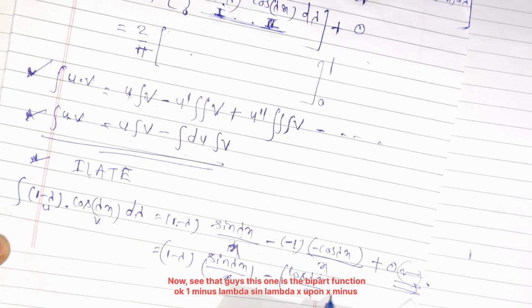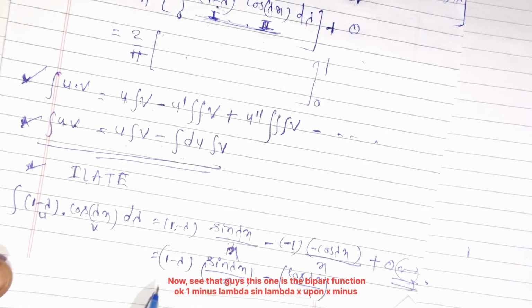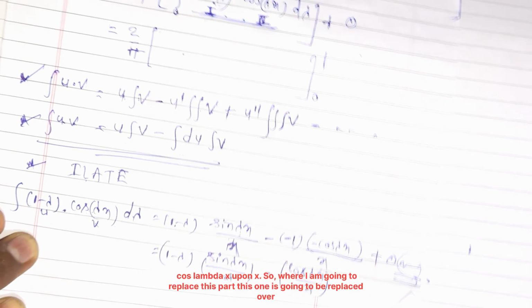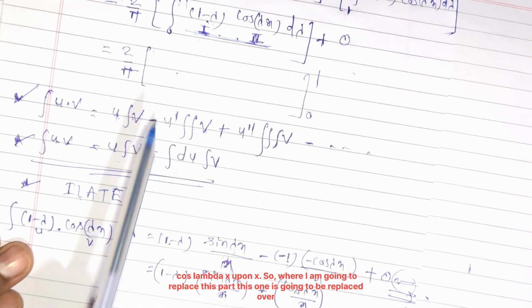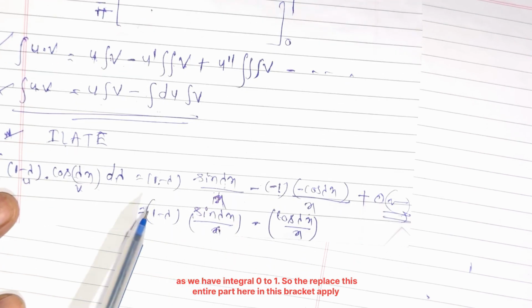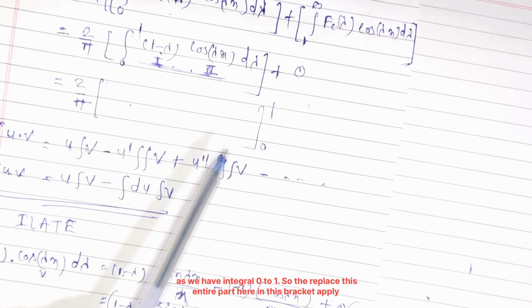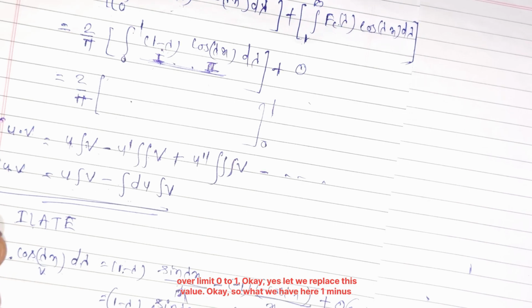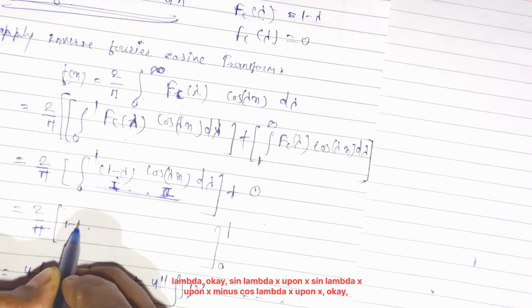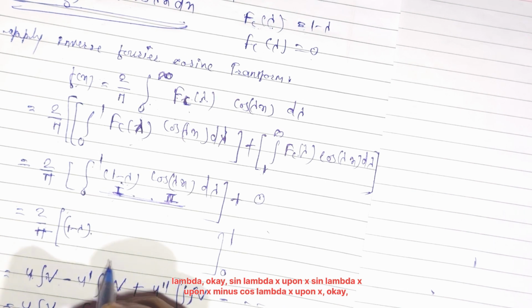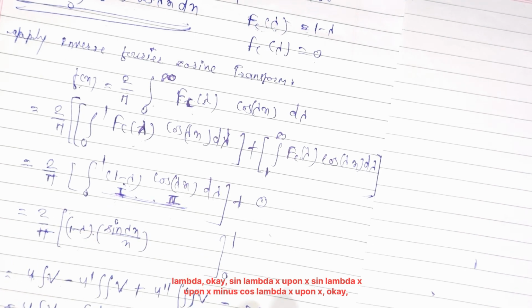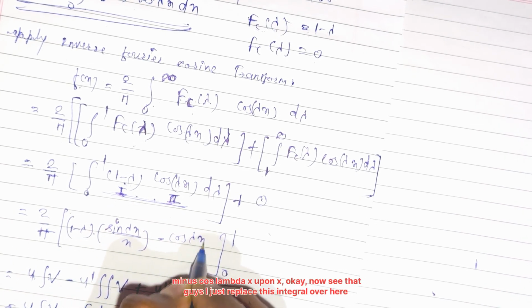Now see that, guys, this one is the by part function: 1 minus lambda, sin lambda x upon x, minus cos lambda x upon x. Here I'm going to replace this part. This one is going to be replaced over here, as we have integral 0 to 1, so I replace this entire part in this bracket, applying the limit 0 to 1. So what we have here is 1 minus lambda, sin lambda x upon x, minus cos lambda x upon x.